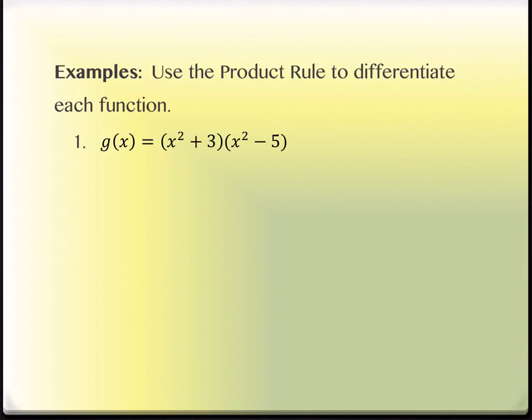Could you multiply this out and then take the derivative? Of course, because neither of these is very complicated. It's just foiling, right? You could do this problem without the product rule. I wanted to start with something very simple and clean so you can see how it works without getting all of the mess involved.